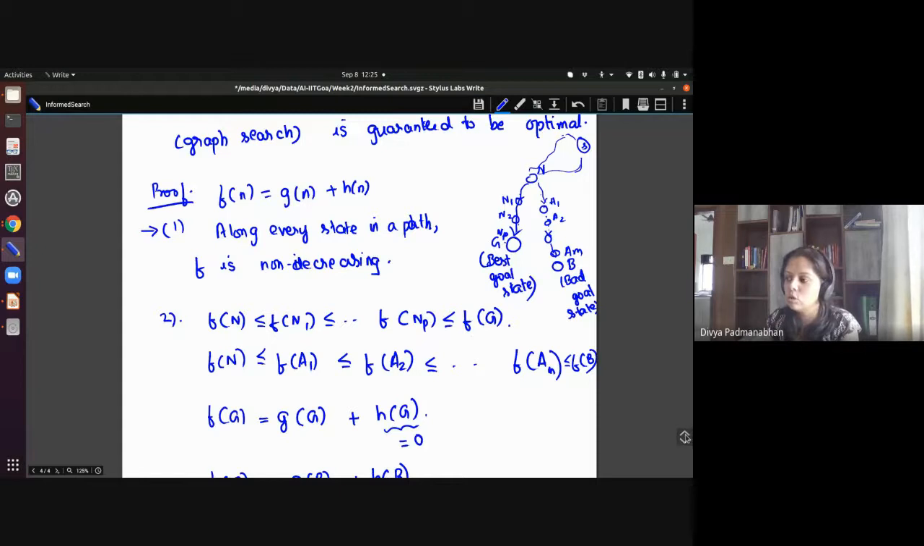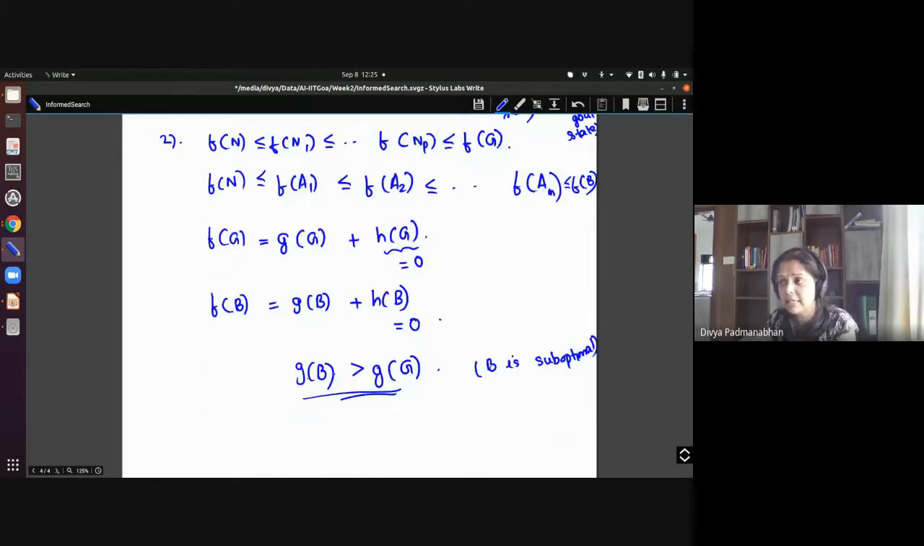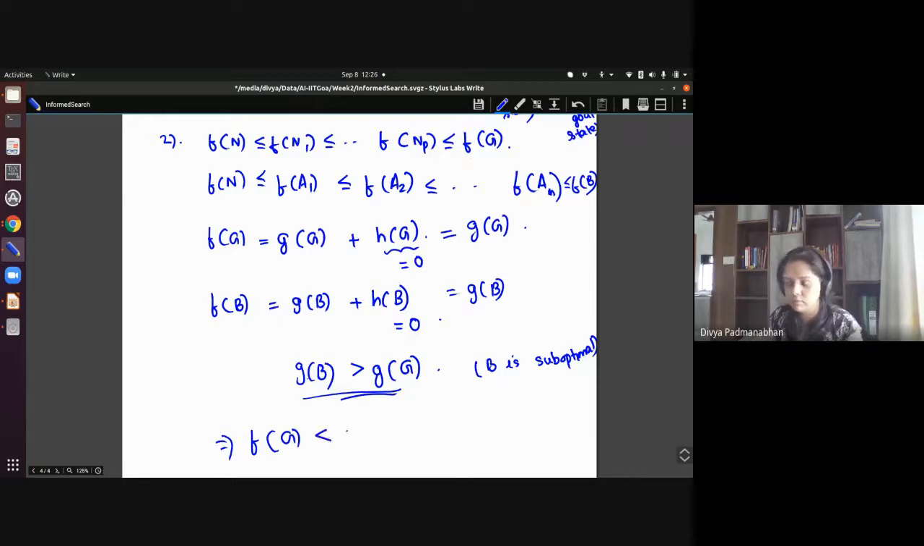So what this is telling you is that f of b is just g of b, and f of g is just g of g. And what this in turn gives you is f of b is greater than f of g. Partly this is what you want. The heuristic f is going to be worse off for the bad goal state than for the good goal state, so that is a nice thing.